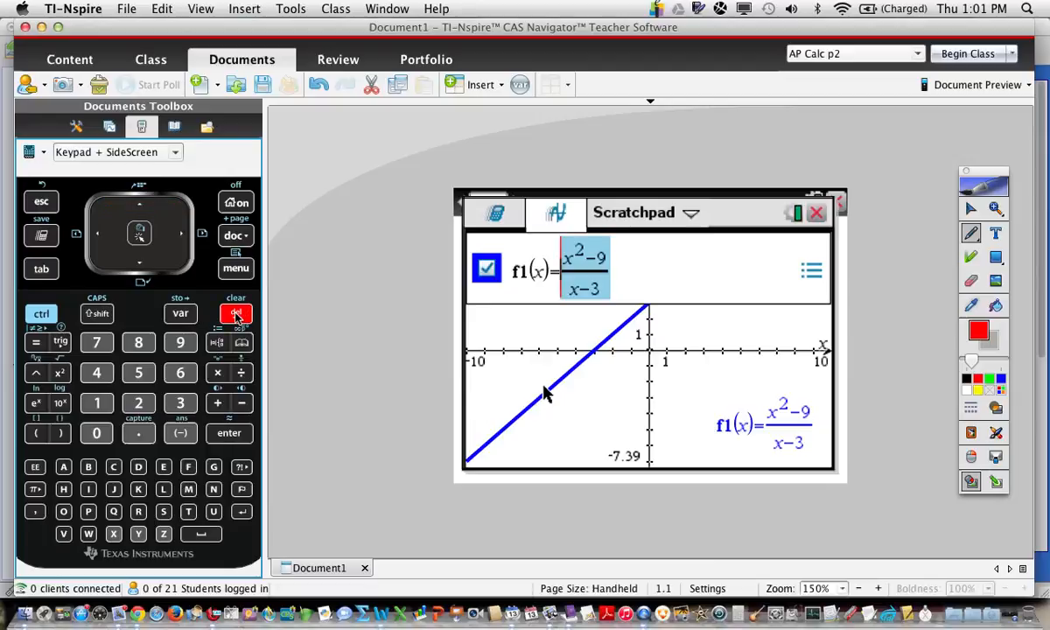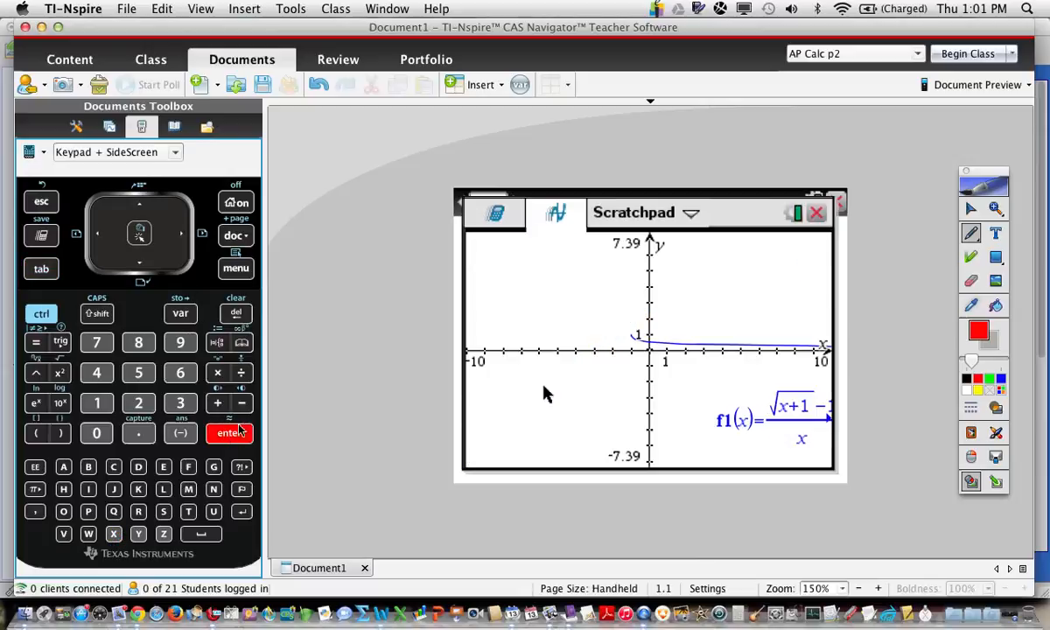Okay, so I'm going to delete this one out of here, and I'm going to put in number 1 here. And what was it? Square root x plus 1, and arrow out of there. And then minus 1, and then tab down to the bottom, and then was it an X? Okay. And hit enter. Okay, and there's my graph.